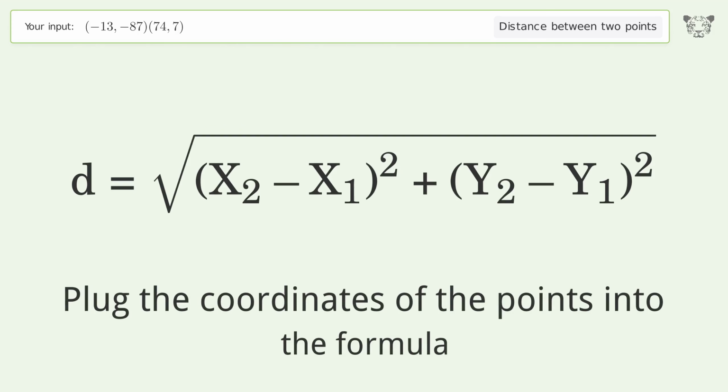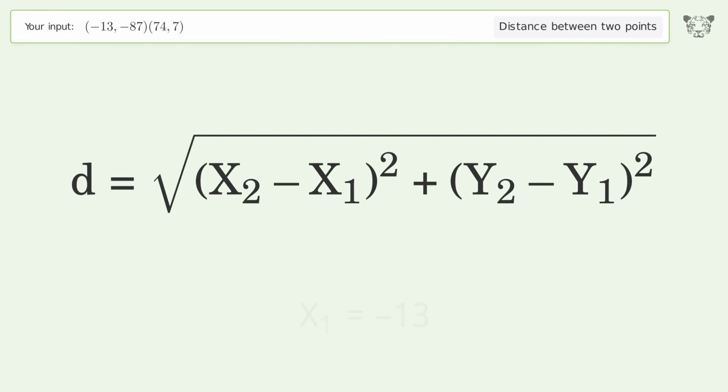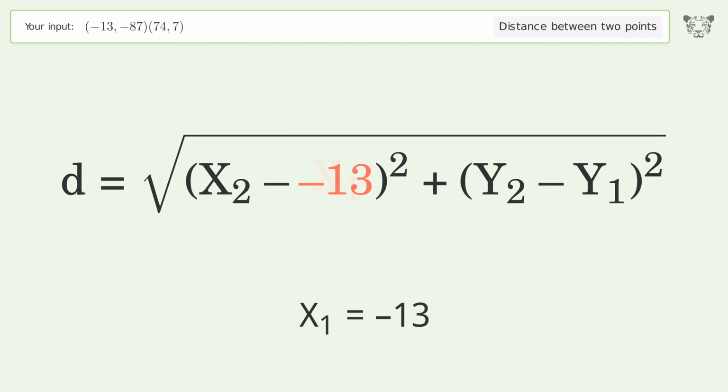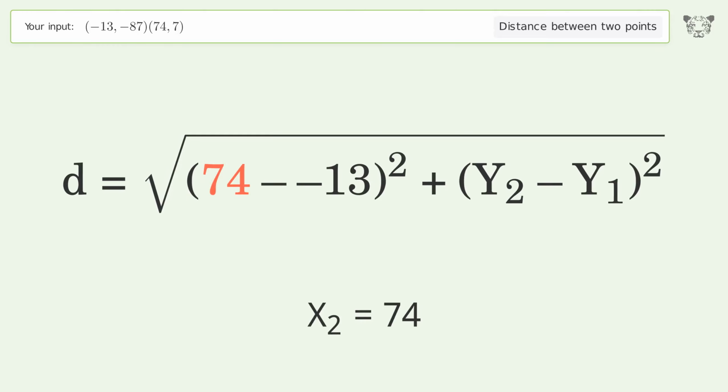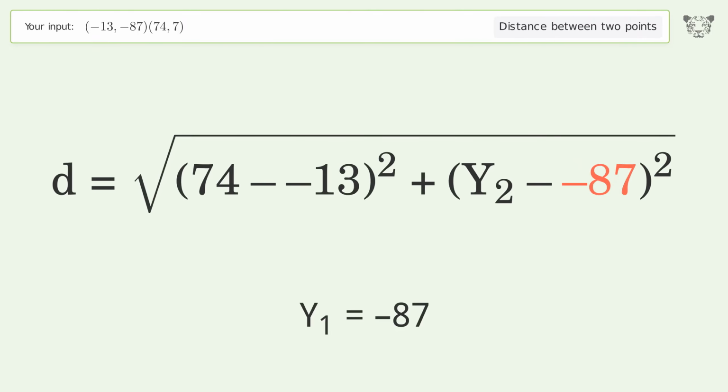Plug the coordinates of the points into the formula. x1 equals -13. x2 equals 74. y1 equals -87. y2 equals 7.